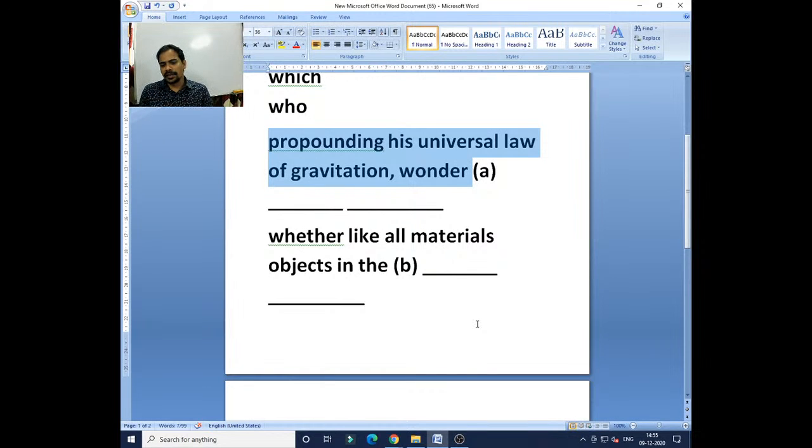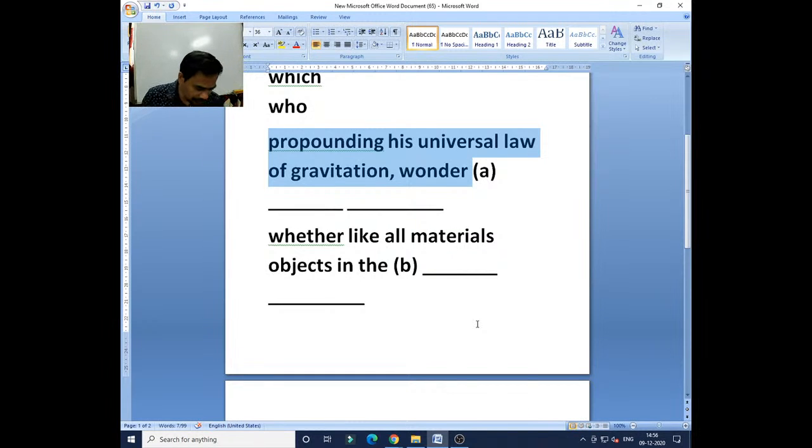Propounding his universal law of gravitation, wonder. Now where is the mistake? Yes, quickly. Okay, gravity, law of gravity. What is the mistake in gravitation? Law of gravitation. We can use gravitational force also, law of gravity also, law of gravitation also you can use, no problem. He has propagated the theory, law of gravity. Okay, this is correct, Sandhya Muljandari, but law of gravitation also you can say. There is no mistake in law of gravitation, or law of gravitational force, or law of gravity also you can say.